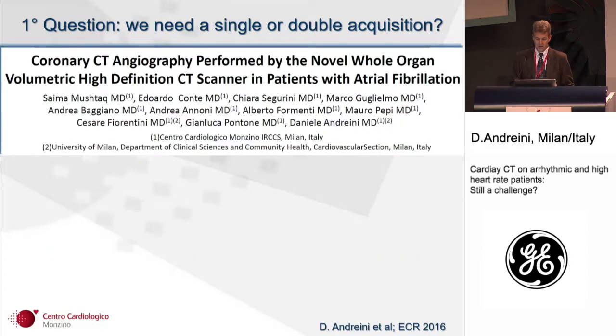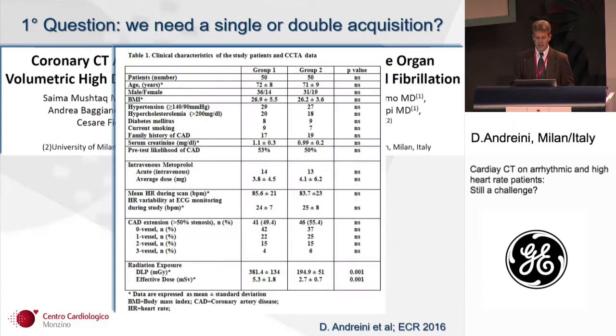So the first question we had when we started the program in atrial fibrillation in 2015 was: do we need a single data set to analyze, or do we need, due to the worst situation, a second data set? So a double acquisition. The study that we presented last year at TCR is now submitted for publication.